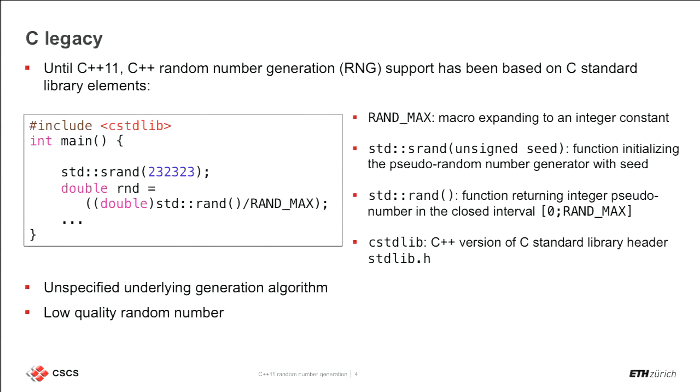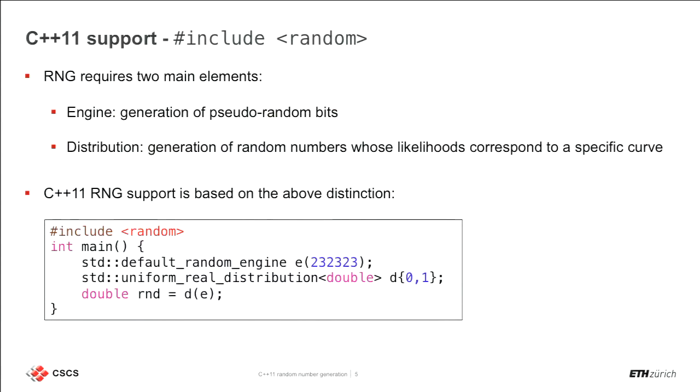So this is basically what we have to do if we want to do random number generation in C++ without external libraries. The problem with this method is that the underlying algorithm for the generation of random numbers is unspecified, and this is not good. The other problem is that the random sequences produced by this function are known to be of very low quality. They are good if you are just making some small example, but if you are doing real science, then you need to use something else.